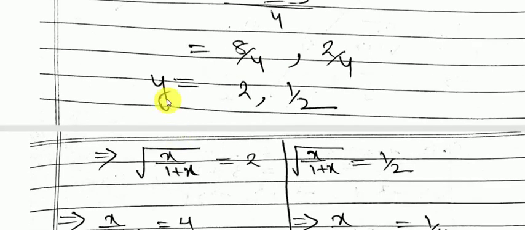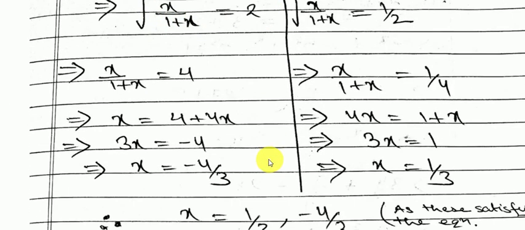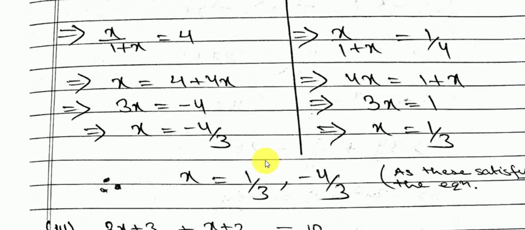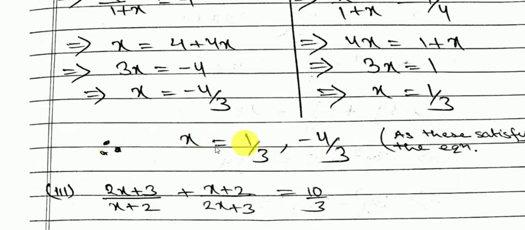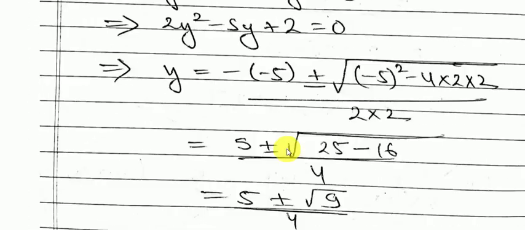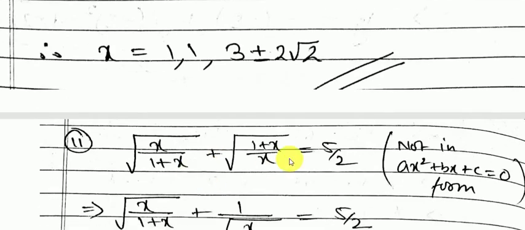And you know that you have taken y, you have taken this square root of x upon 1 plus x to be y. So now put that value, solve it, you'll get the value of x. Now you find that both these x satisfy the given equation. So those are the answers.